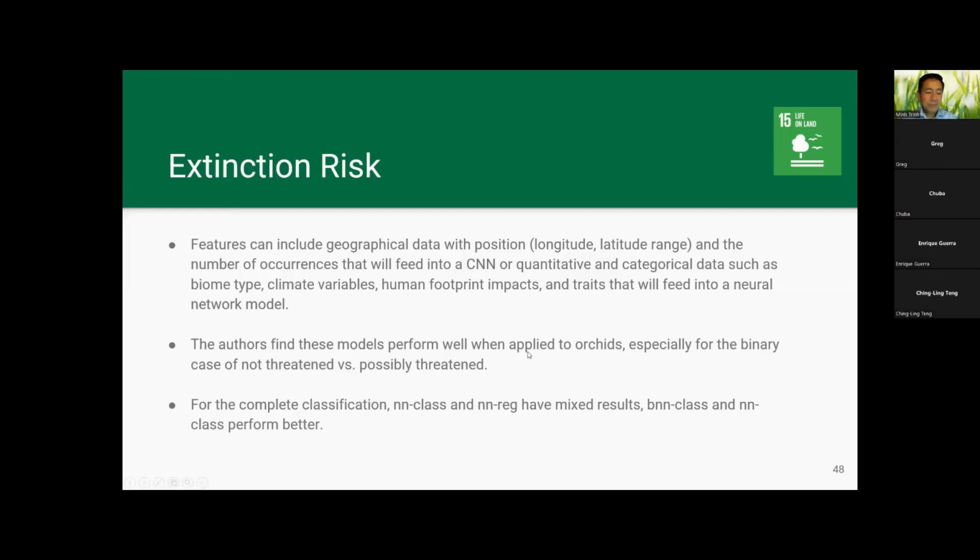Right. So in the paper that I cite, they applied it to orchids, and they find that it works pretty well, at least for the binary classification, threatened versus possibly threatened.